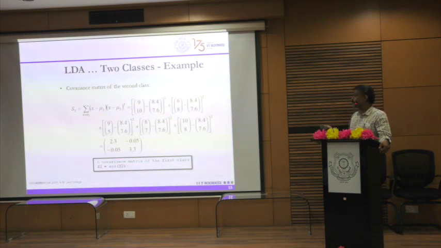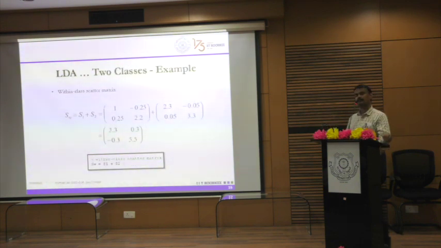Once you determine the covariance matrix, next the concept is we are going to find out the within class scatter matrix. The within class scatter matrix is simple. Add both the covariance matrices, S1 plus S2. You call it SW. So you have another matrix, which we call the within class scatter matrix.